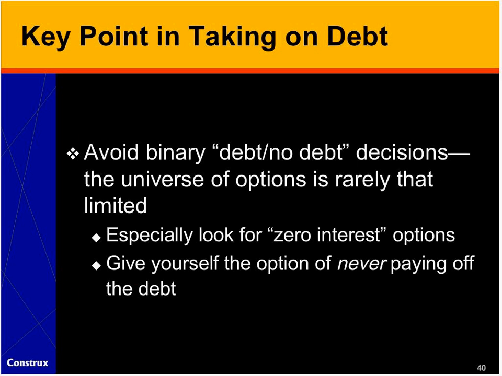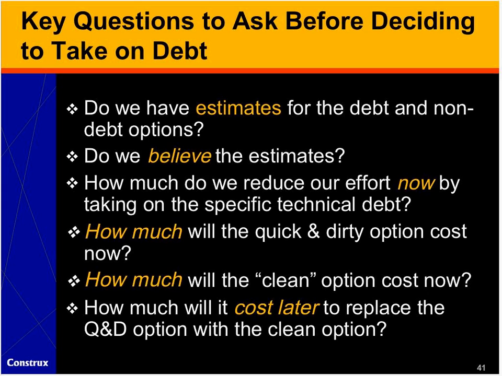So the key point here is really to avoid binary debt, no debt decisions. I think we usually have way more options available than that, and if we can really focus on zero interest options and give ourselves the opportunity to possibly never pay off the debt, then we really want to do that.